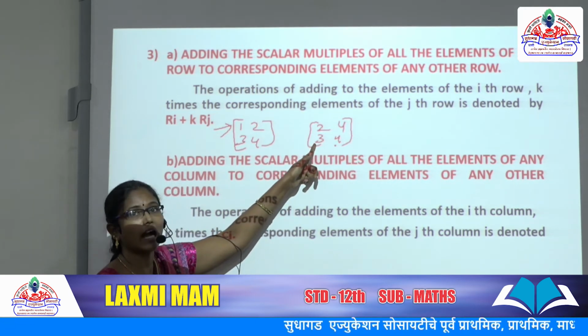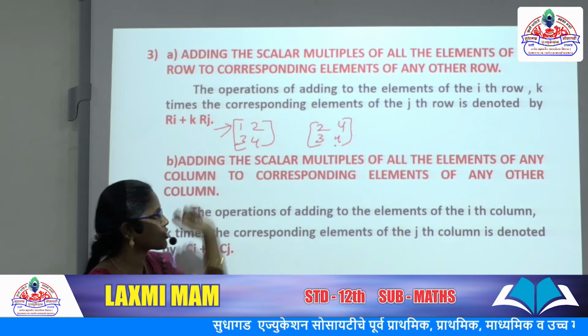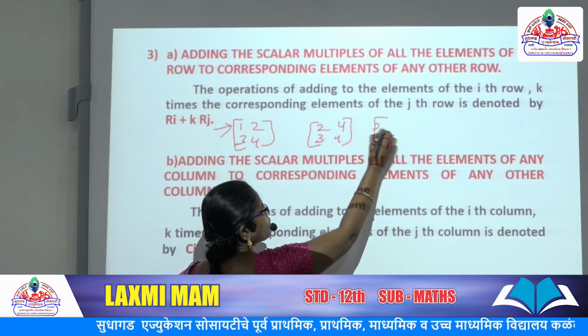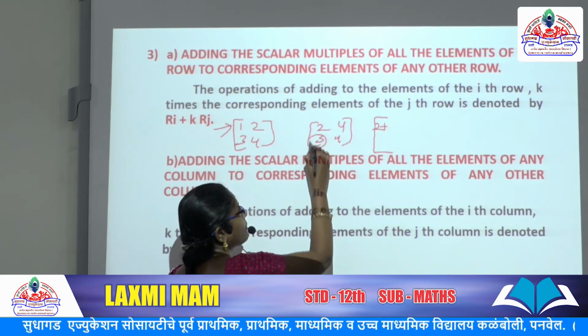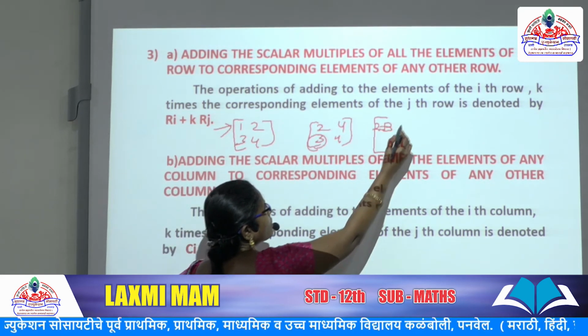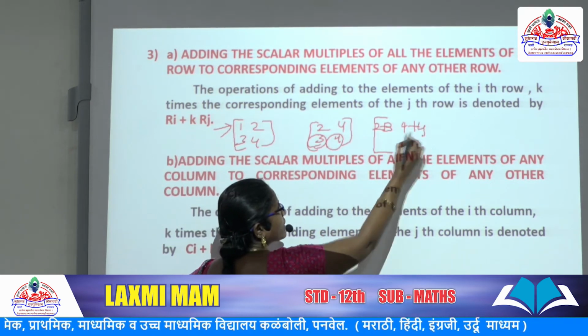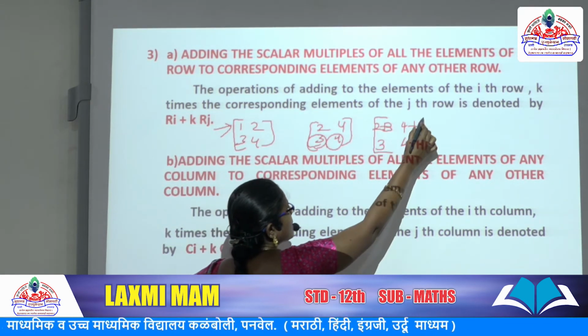Now I have to add the second row with the first row. Add the second row to the first row: 2 plus, in the second row, what is the element? 3. So add. 4 plus, here what is the element? 4. So add. The row 2 remains the same.